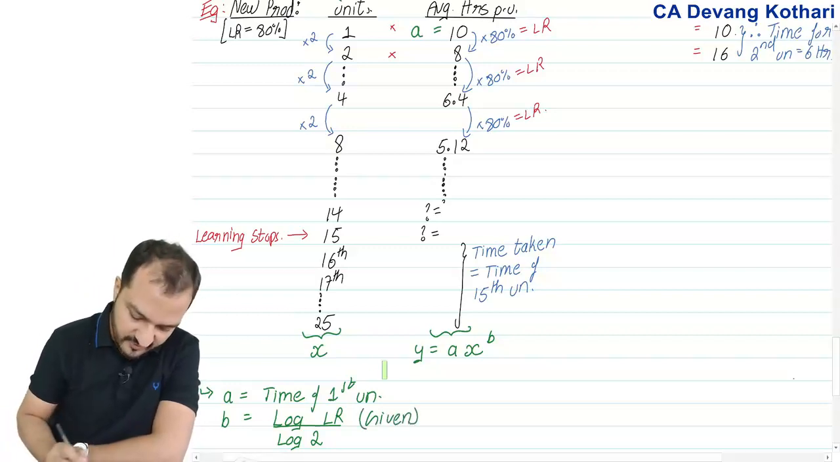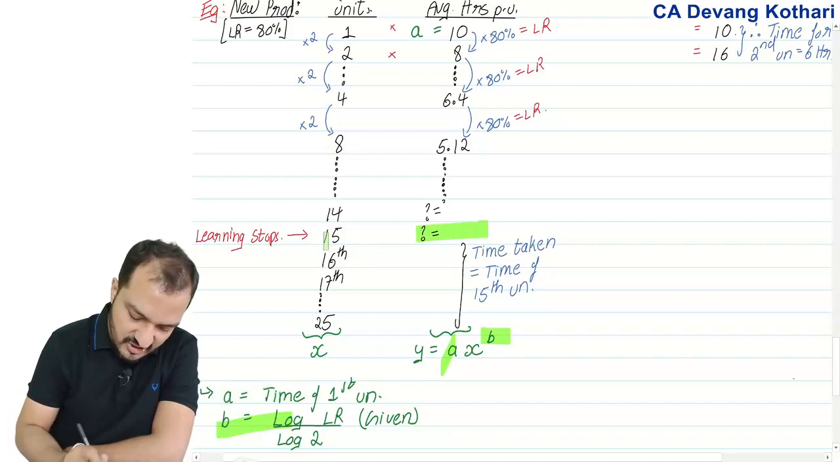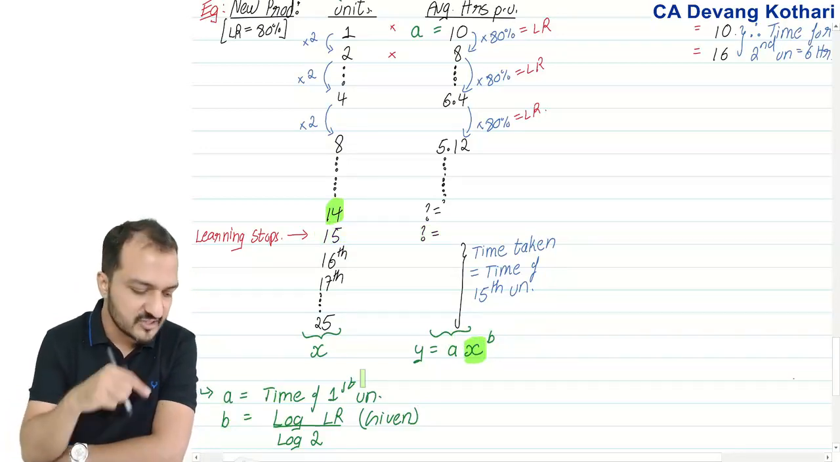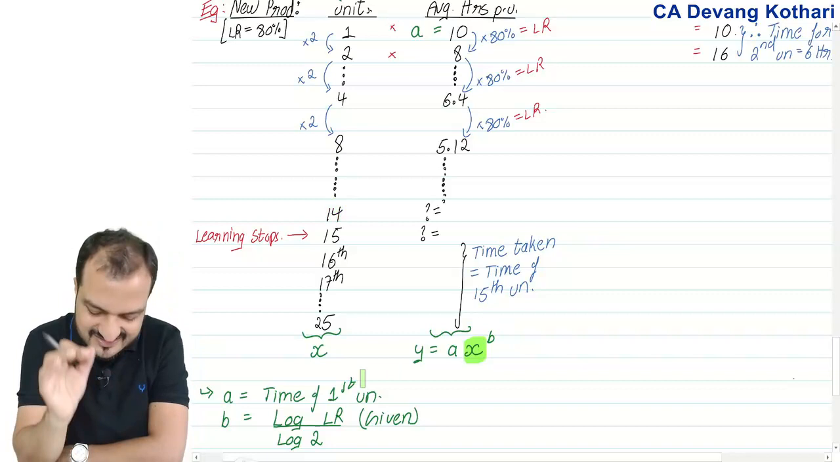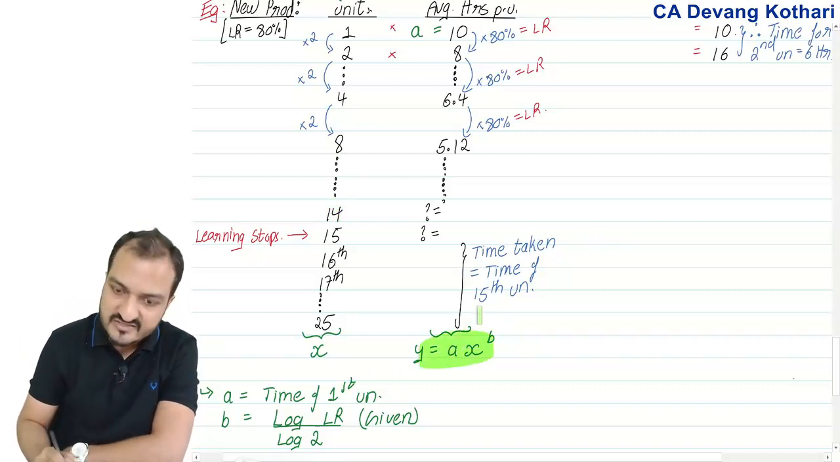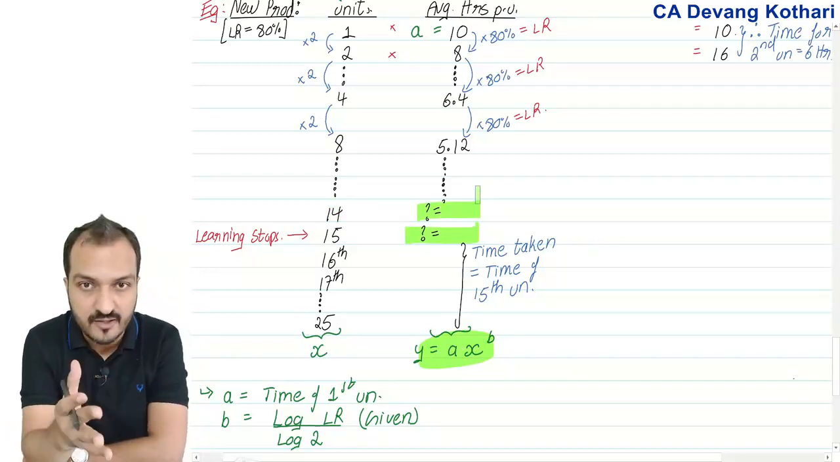Now that you will be given the a value and the b value, you put that a over here, b over here, and if you wish to find the average hours for 15 units, take x equals 15. If you wish to find average hours for 14 units, take x equals 14. We will practice one such question later. But this is basically your concept about learning. This is the formula to identify the average hours when the company is experiencing learning.